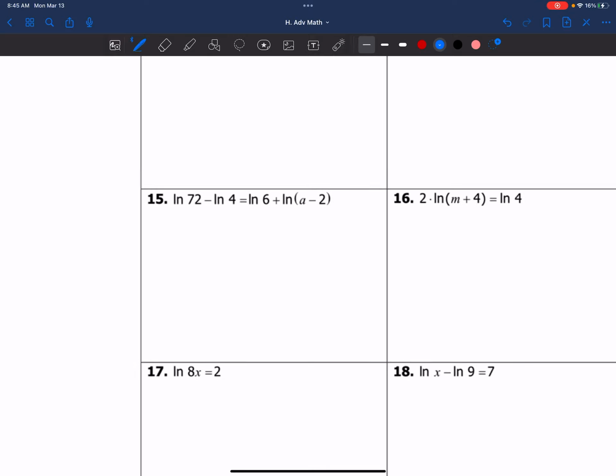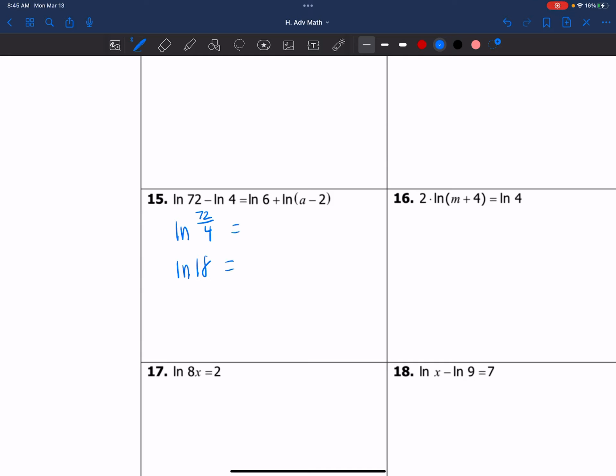Right here, we're going to simplify, condense down the left side first. This will be the natural log of 72 divided by 4. Why did I do division? Because these two logs are being subtracted. So what is 72 divided by 4? Well, that would be the natural log of 18.